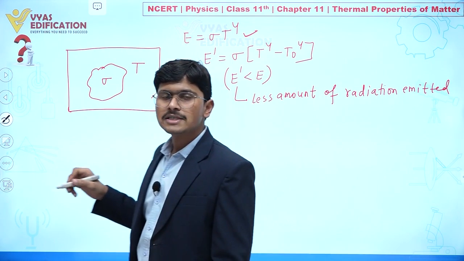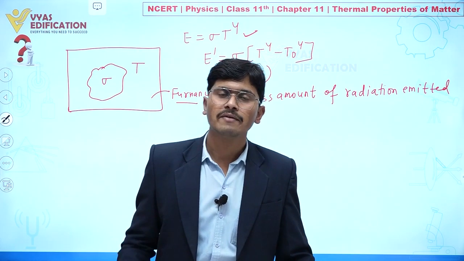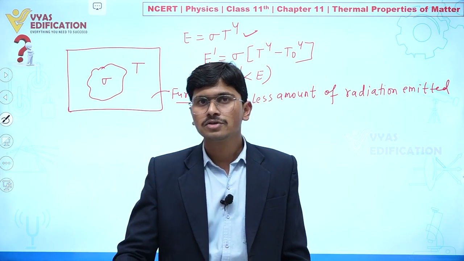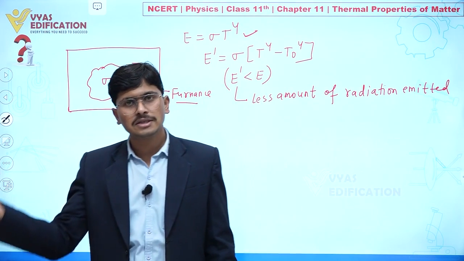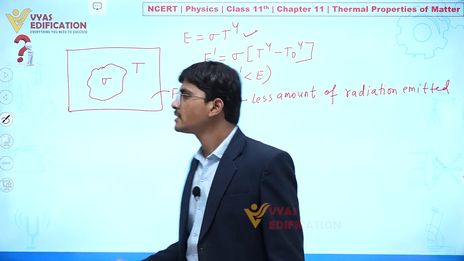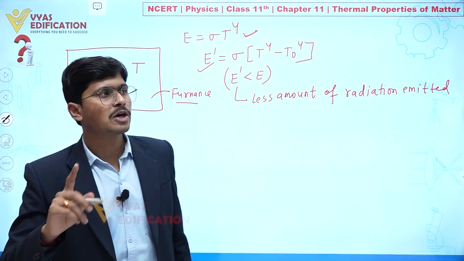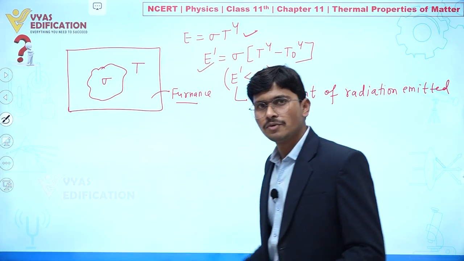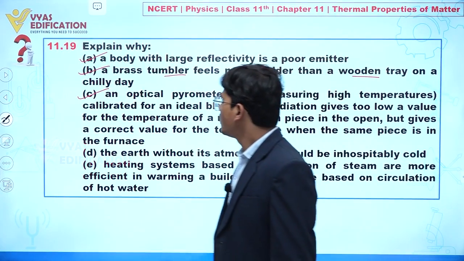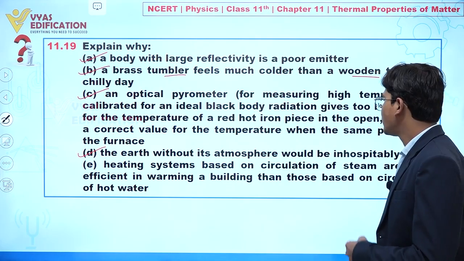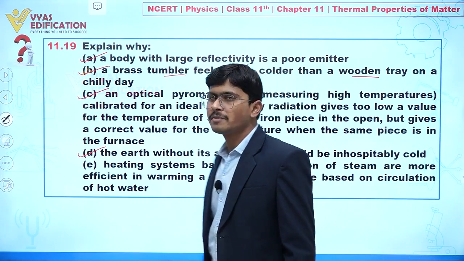Clear? You can see, because the atmosphere also has a temperature, some heat is given to that body also, and that body is also losing some energy. So this is the value of net heat radiation. Clear? So that's why the optical pyrometer provides you a low value. Clear? Done. Now if I talk about part number D, the earth without its atmosphere would be inhospitably cold.